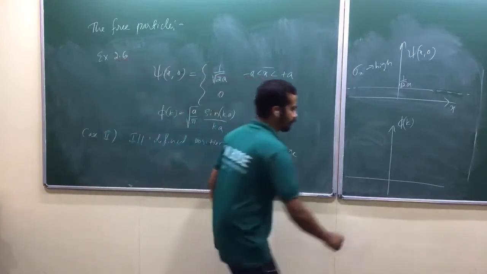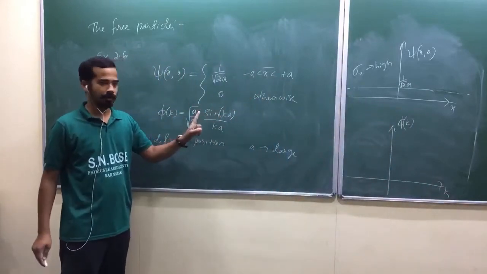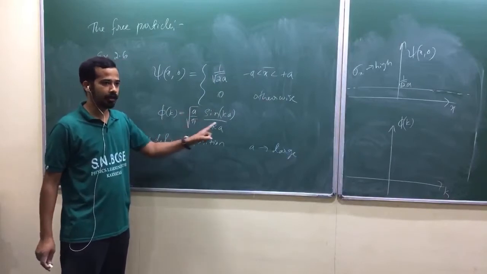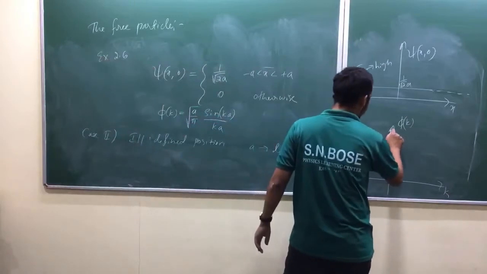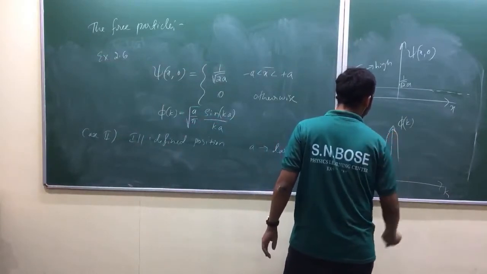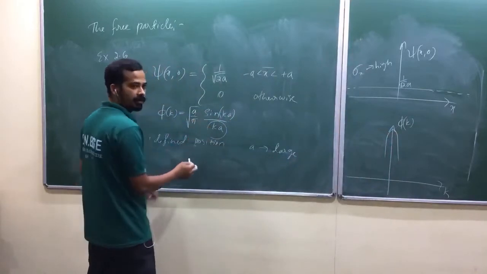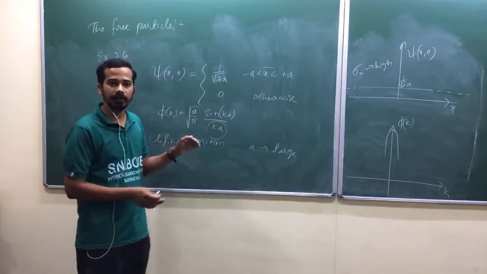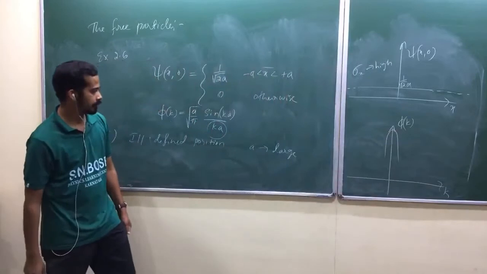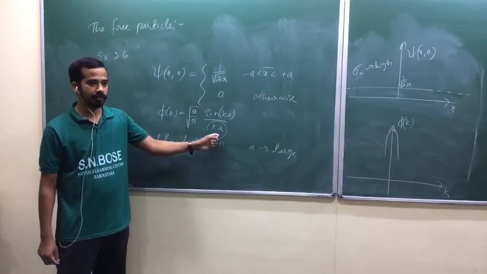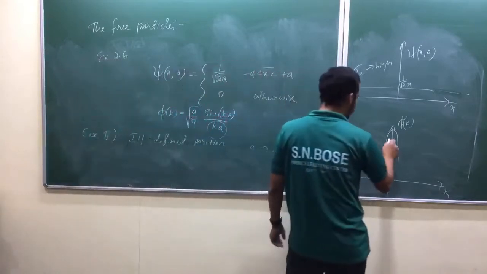Are you getting my point? When k equal to 0, what would happen? Sin 0 by 0 will become 1, and again its height at k equal to 0 depends on this one. Is that okay? That's why it will be very high here. Since a is large, ka is large, 1 by ka will decide how fast it will decay actually. Are you getting my point? This 1 by ka will decide how fast it will decay. So just try to draw this one. It will be like this.